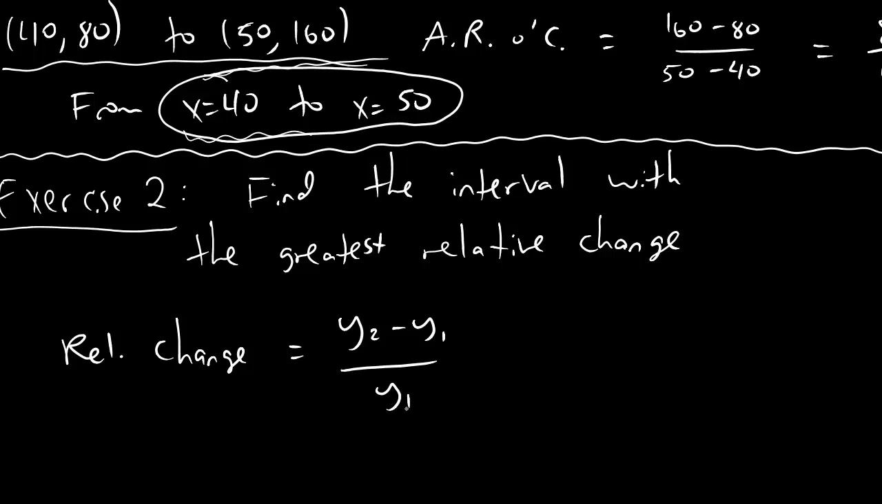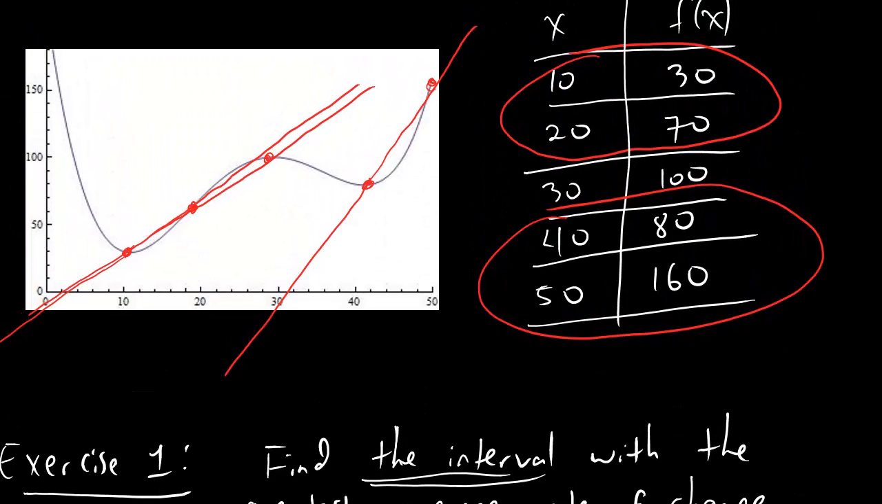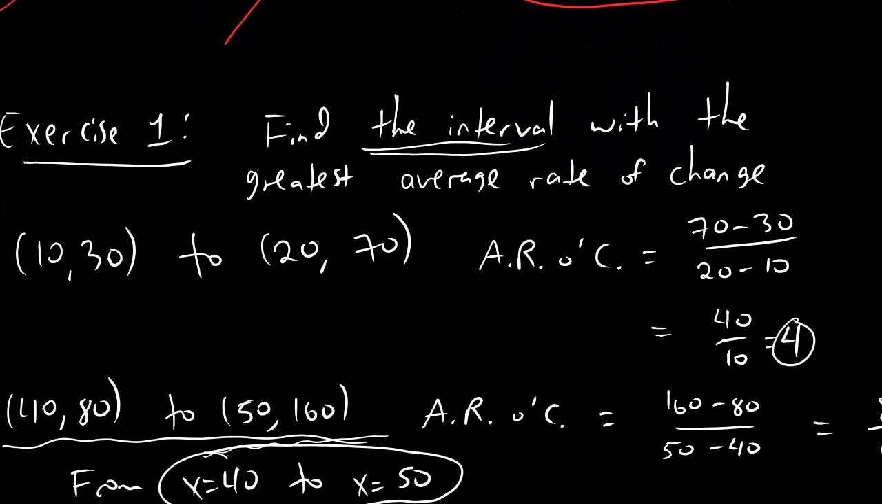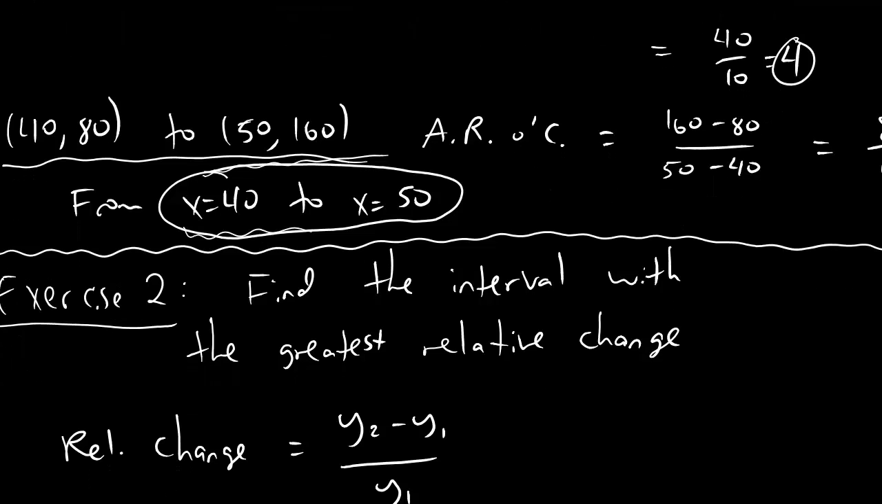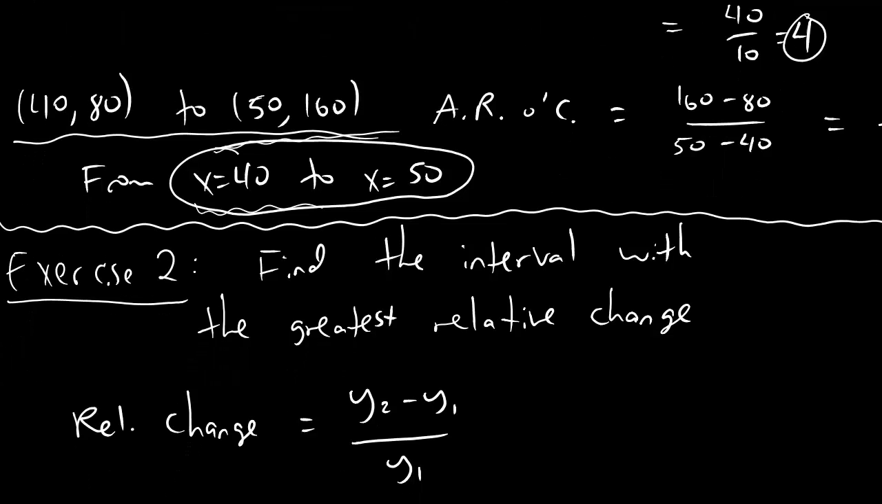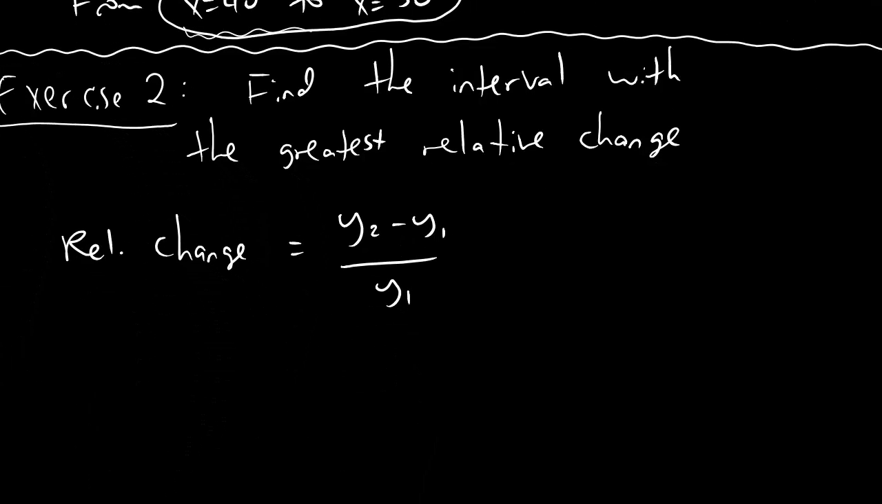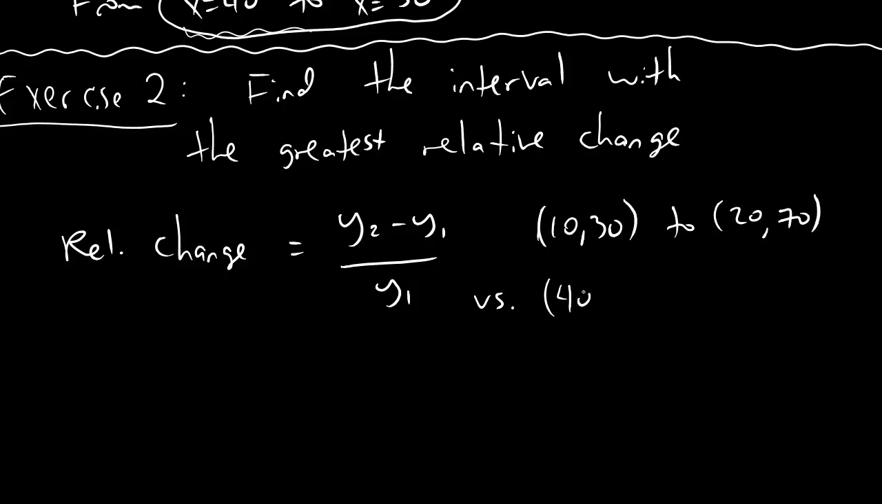So we can just look at the exact same two intervals. Let's go back up here. So actually, we can just even go right here. Look, I've written them down in multiple places, people. Ha, I'm so useful. Okay, so the points that we're looking at are going to be (10, 30) to (20, 70) versus (40, 80) to (50, 160).